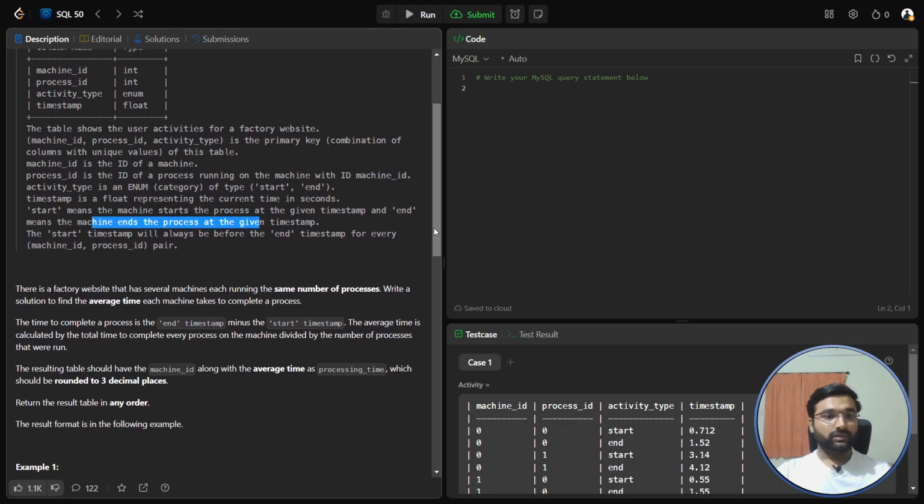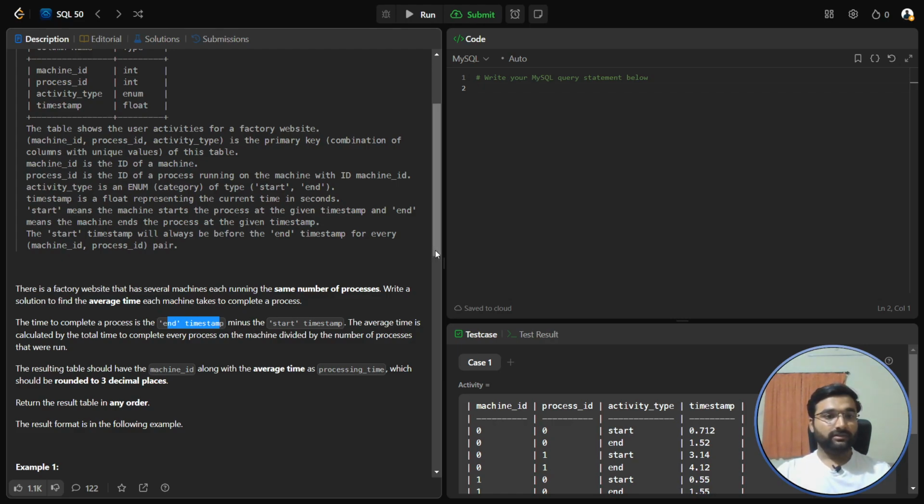So what do we have to find? There's a factory website that has several machines, each running the same number of processes. Write a solution to find the average time each machine takes to complete a process. So basically we have to calculate the average, and the time to complete the process is the end timestamp minus the start timestamp. So we have to take this into consideration.